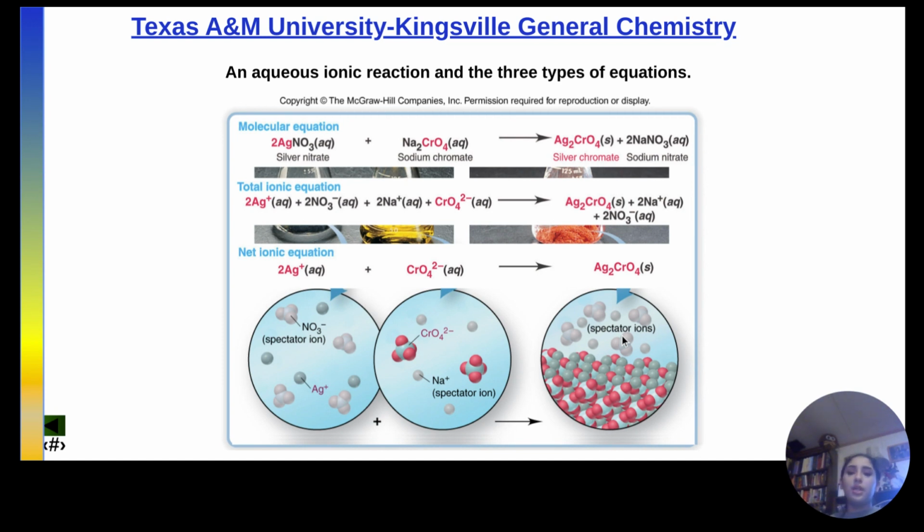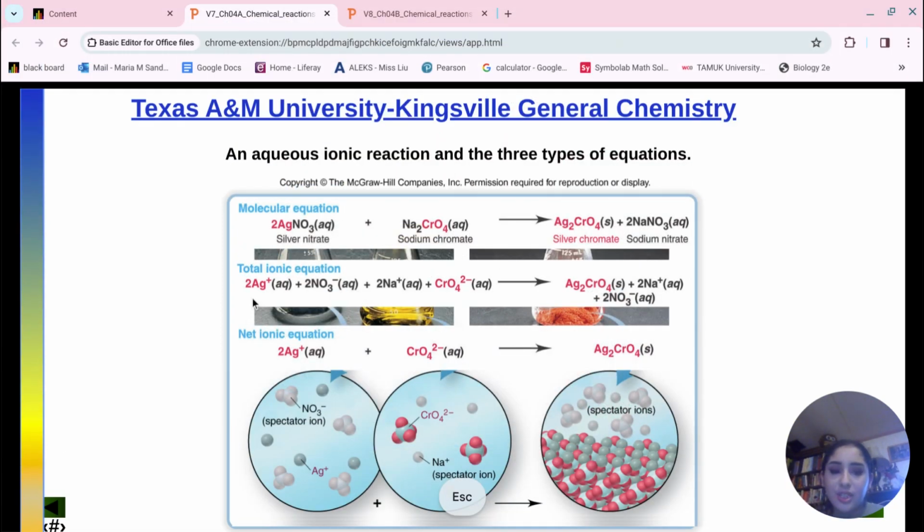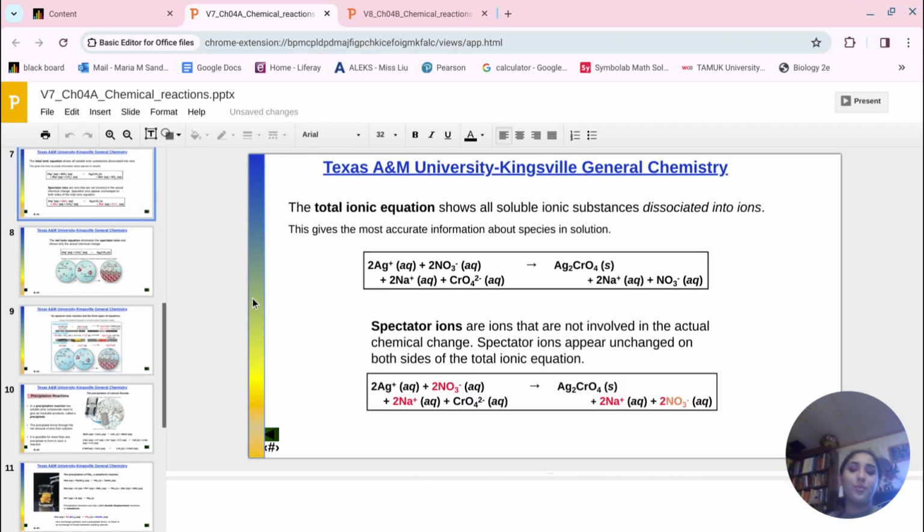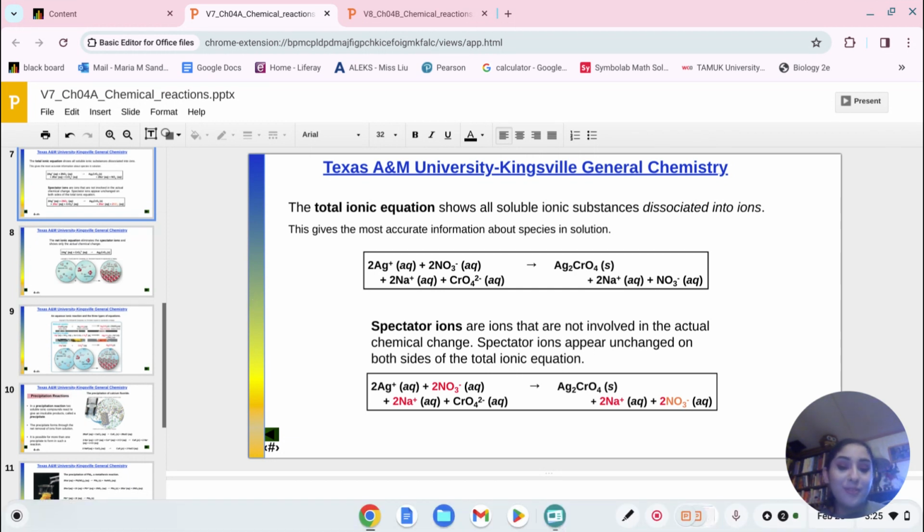So, an aqueous ionic reaction in the three types of equations. Let me just make sure, because I think that's what we'll be moving on to next. Yes, actually I went one slide ahead, so you have a bit of a head start on the next one, but we should have stopped at our total ionic equation. That's all for this video, but on the next one we will be moving on.